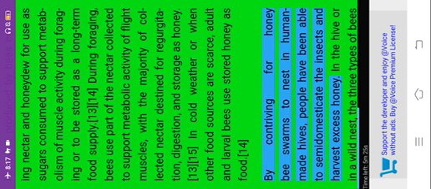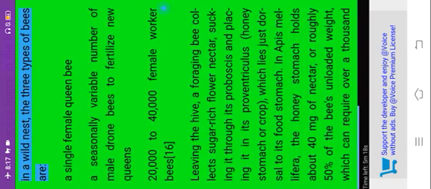By contriving for honeybee swarms to nest in human-made hives, people have been able to semi-domesticate the insects and harvest excess honey. In the hive or in a wild nest, the three types of bees are: a single female queen bee, a seasonally variable number of male drone bees to fertilize new queens, and 20,000 to 40,000 female worker bees.